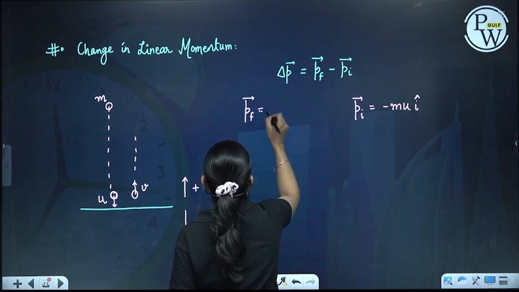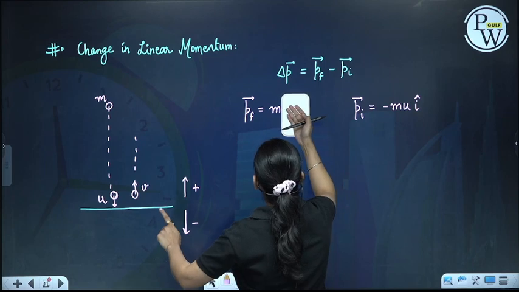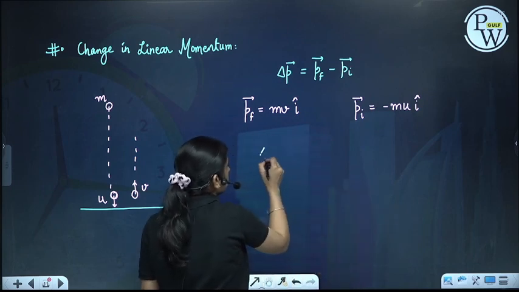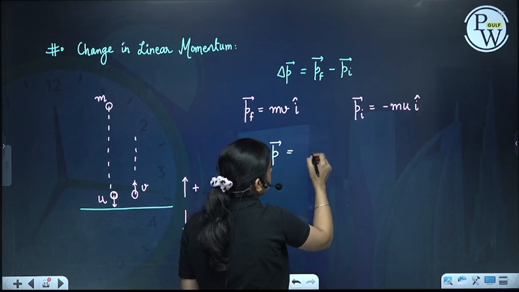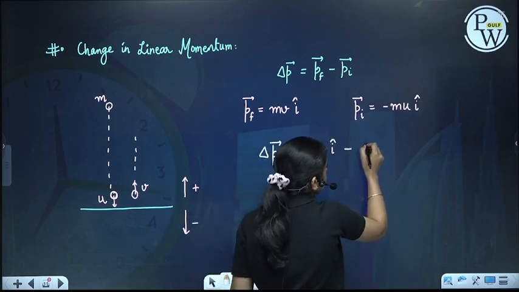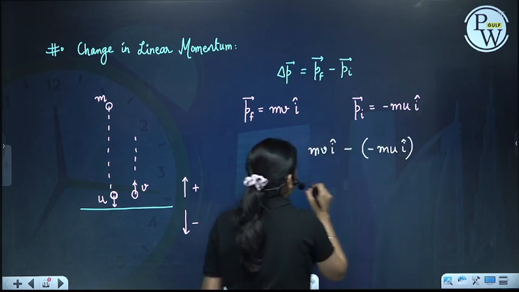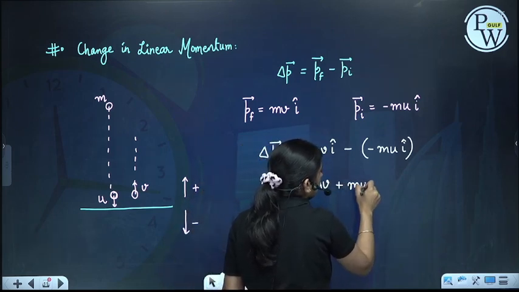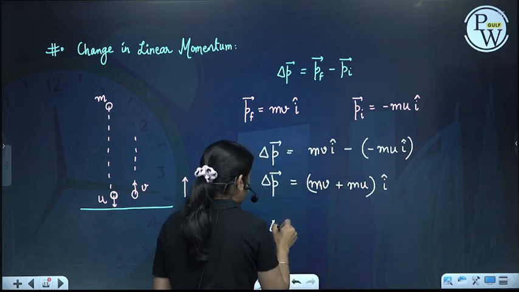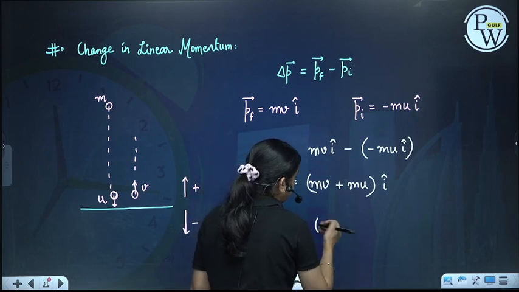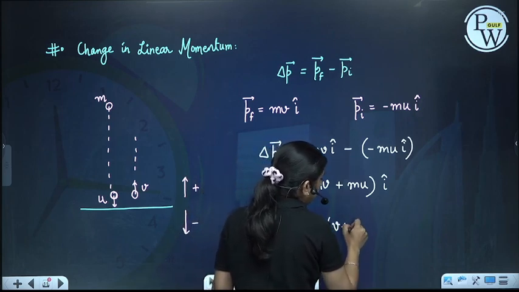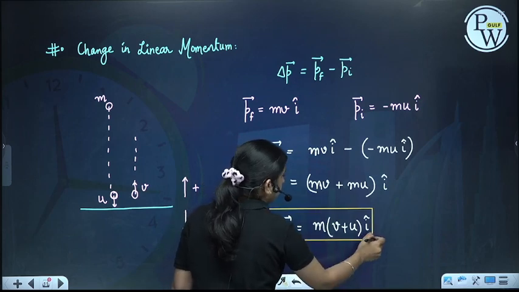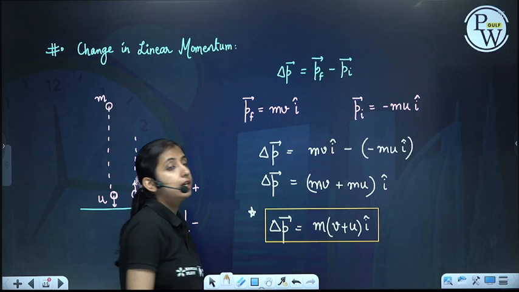And how will we write P final? P final will be, it is in upward direction and velocity is v, so mv into positive i cap. Now calculate the change. Delta p will be P final minus P initial, mv i cap minus minus mu i cap. So our delta p vector will be mv plus mu i cap. Taking mass common, delta p will be m(v plus u) i cap. This will be the change in linear momentum.